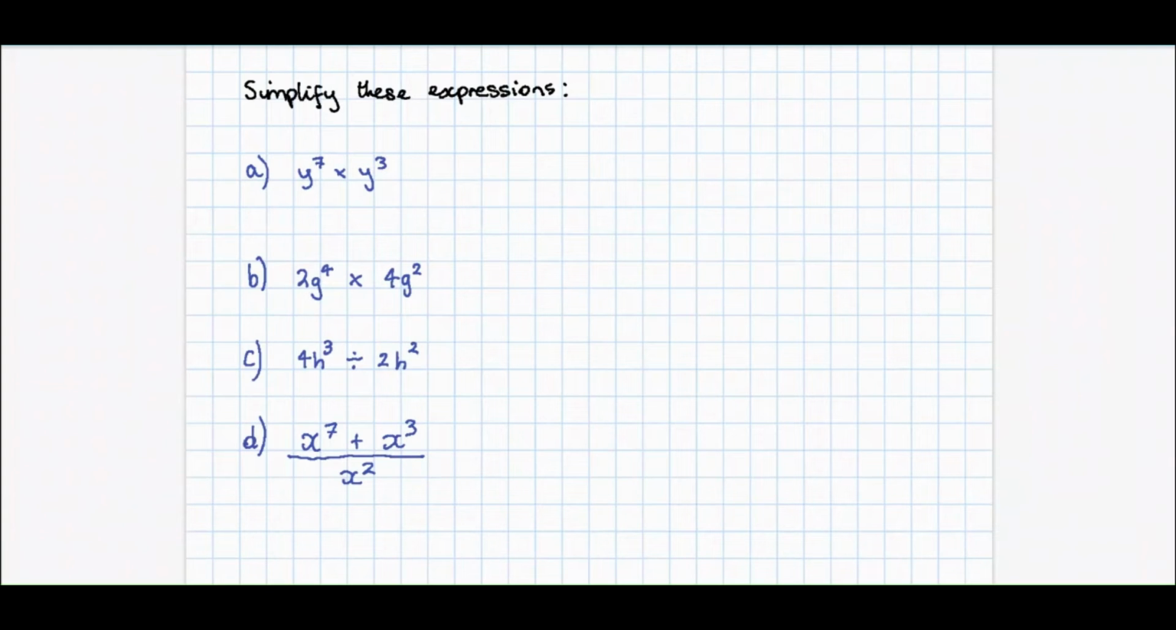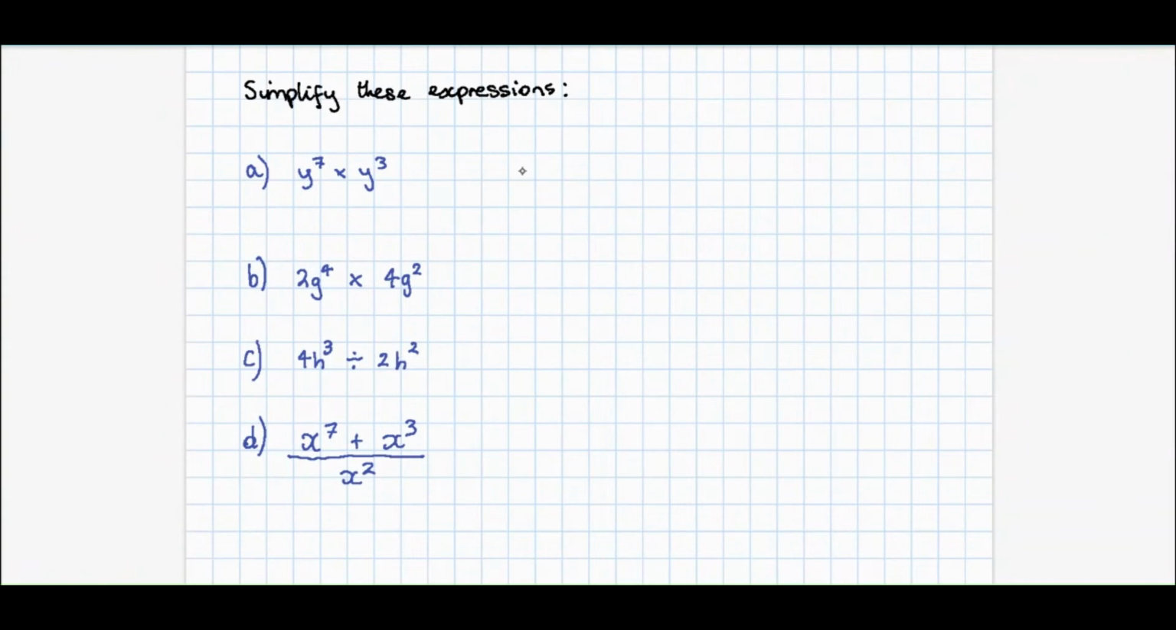So for this next one, it says simplify these expressions. So these are all going to be indices rules. So what we have for part A is y to the power of 7 times y to the power of 3. So what we do with indices when we times them together is we actually just add the powers together.